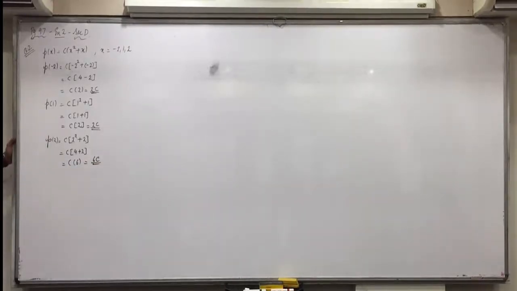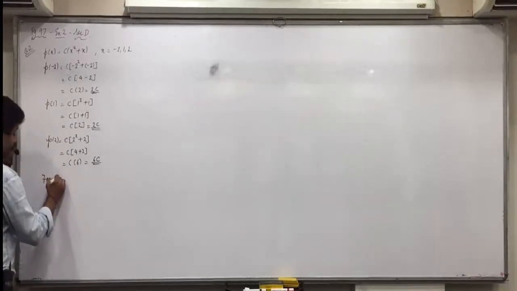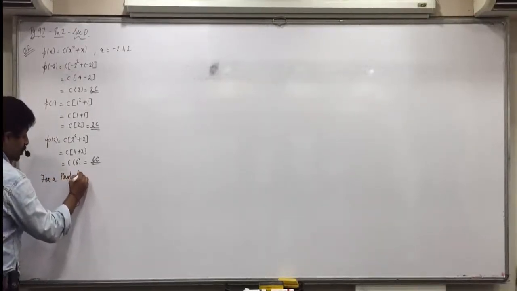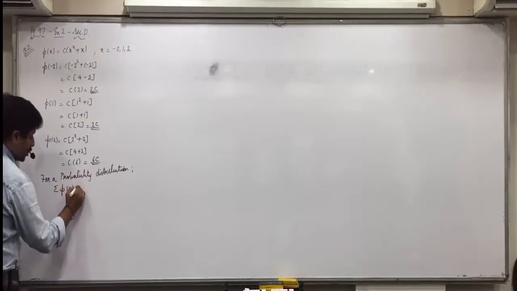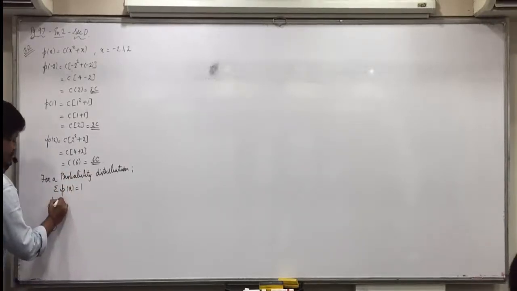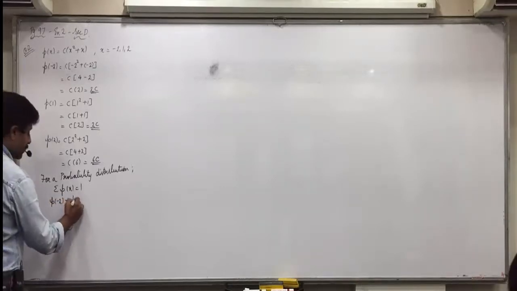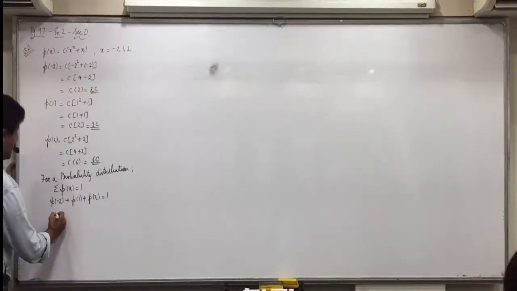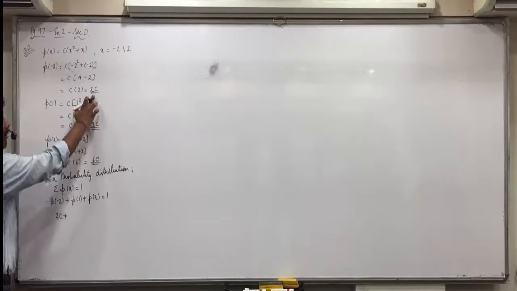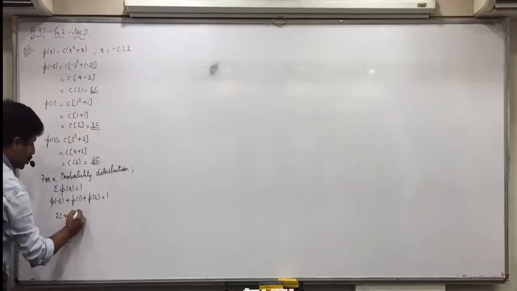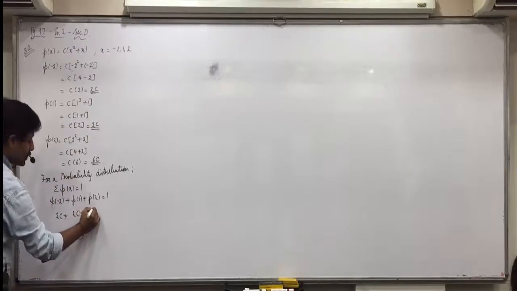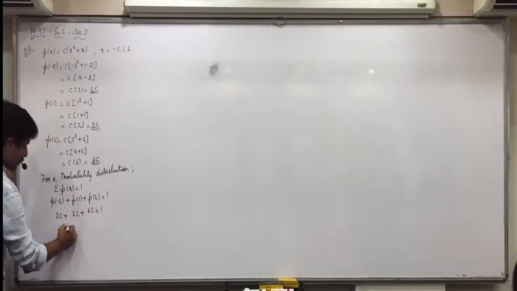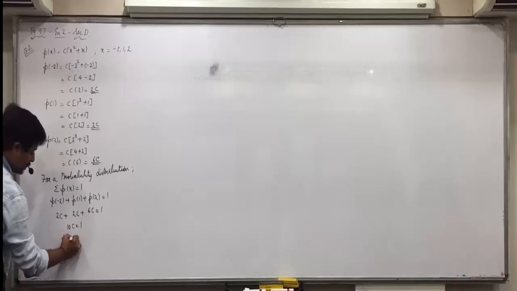Any doubts with this? Now to find constant c, what do we have to do? Sigma P(x) equals 1. For a probability distribution, sigma P(x) equals 1 means P(-2) plus P(1) plus P(2) is equal to 1. P(-2) is 2c. Okay. P(1) is also 2c. P(2) is 6c. 2 plus 2, 4, plus 6, 10c equals 1, means c is 1 by 10.